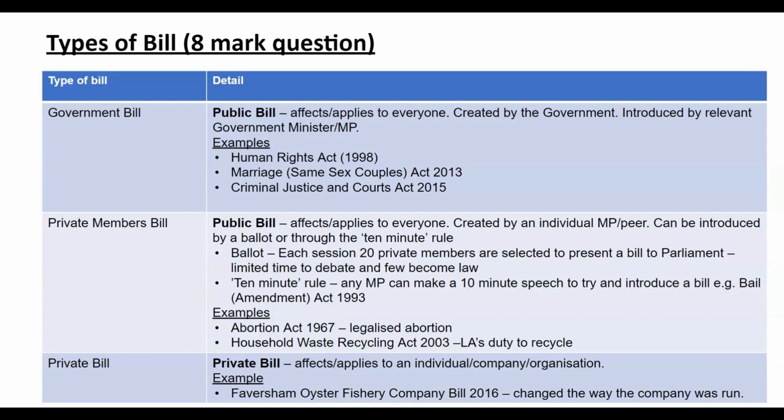So a government bill is a public bill, affects and applies to everybody in the country. It's created by the government, hence the name, and they're introduced usually by the relevant government minister or MP. So, for instance, the Human Rights Act was a government bill brought in by the Labour government based on a manifesto promise to basically bring in the European Convention on Human Rights and enshrine that in an Act of Parliament. The Marriage (Same-Sex Couples) Act was a good example again of a government bill, done by the Conservative and Lib Dem coalition to legalise same-sex marriage.